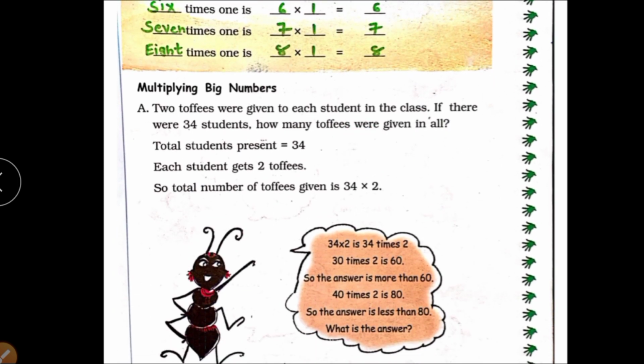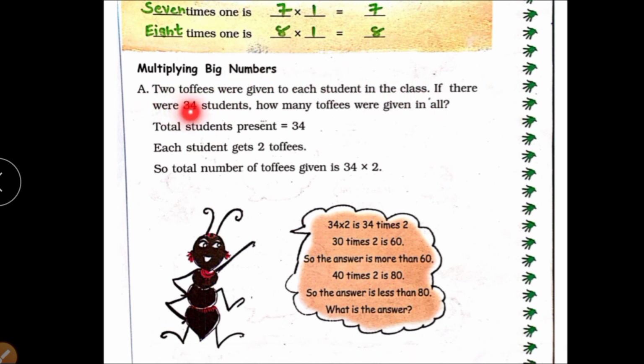Now we will learn multiplying big numbers. 2 toffees were given to each student in the class. If there were 34 students, how many toffees were given in all? Okay. So let's see the statements. Total students present equal to 34. Okay. Each student gets 2 toffees.